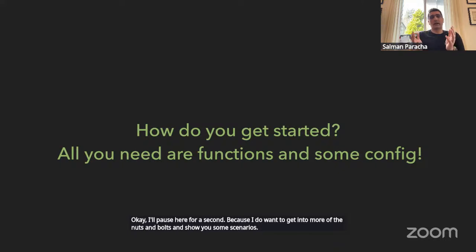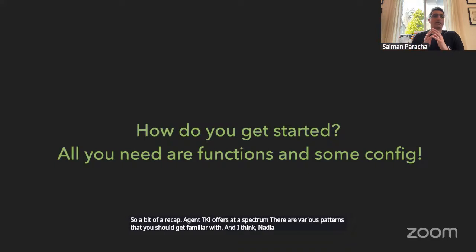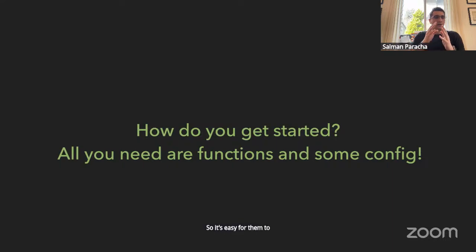So a bit of a recap. Agentic AI operates on a spectrum. There are various patterns that you should get familiar with. And I think, Navia, we should send out a link to the folks on some of the patterns so it's easy for them to consume along with this webinar.